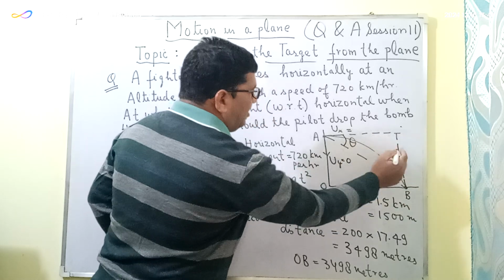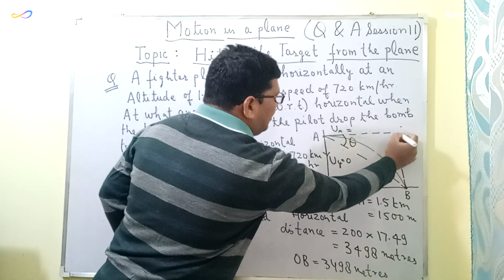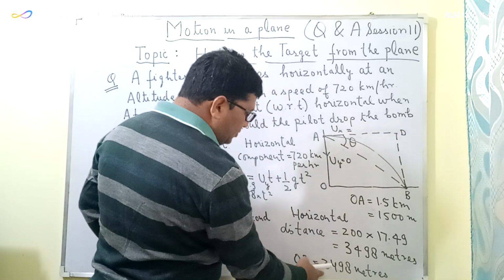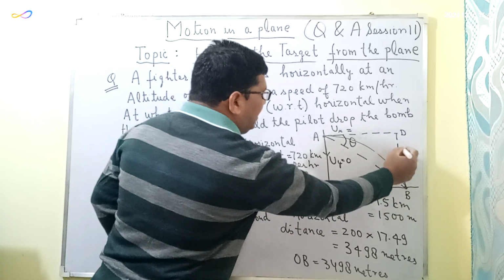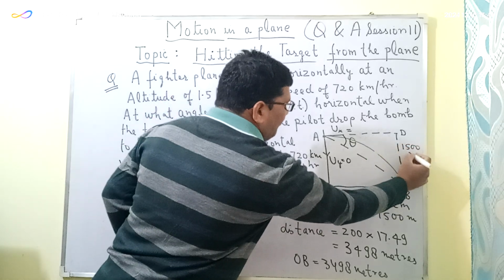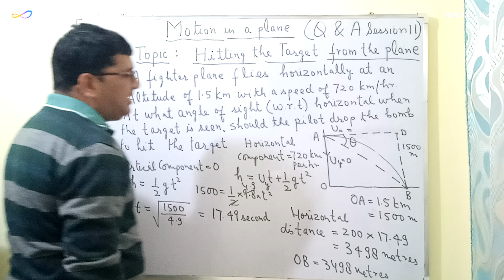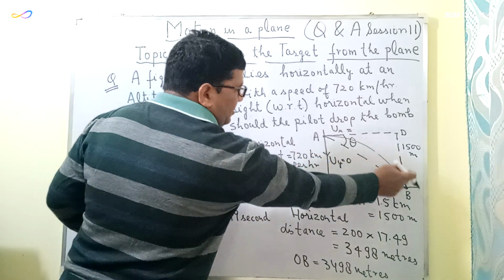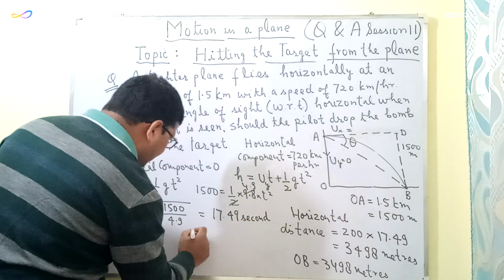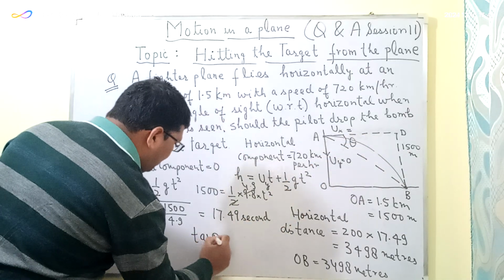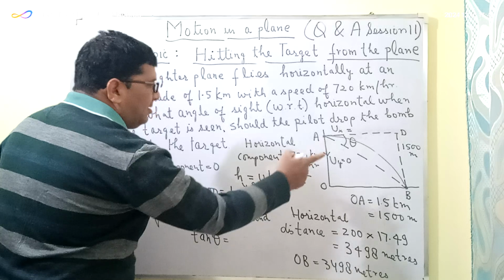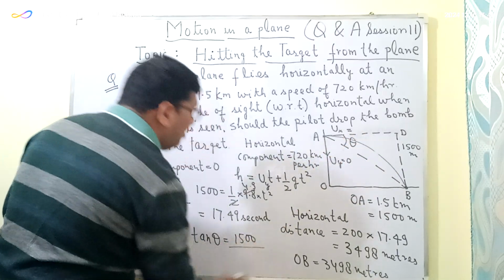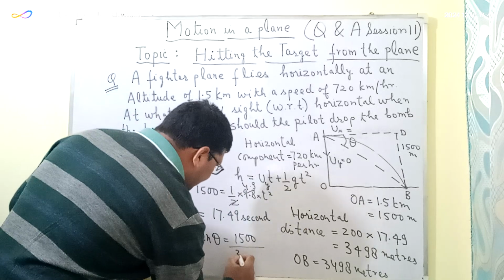Let us say this is the point D. Now here AD and OB are equal, which is equal to 3498 meters, and DB is equal to 1500 meters. So this theta can be found by using DB and AD, which we know. So tan theta will be equal to perpendicular upon base, which is equal to 1500 divided by 3498 meters.